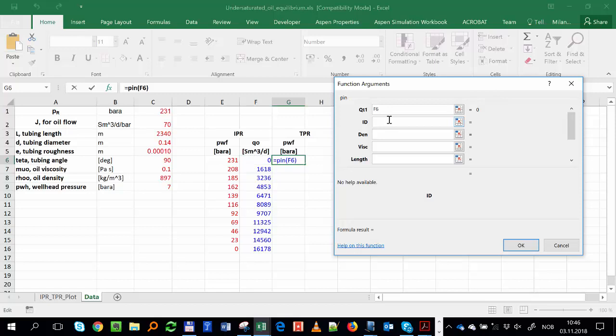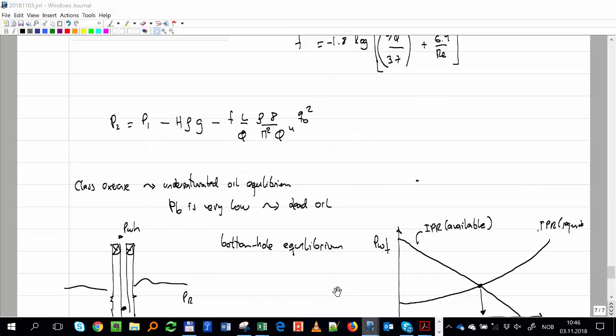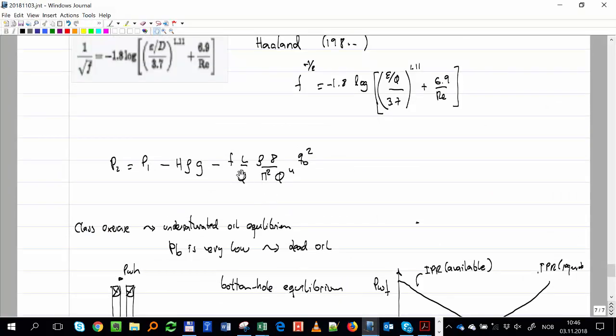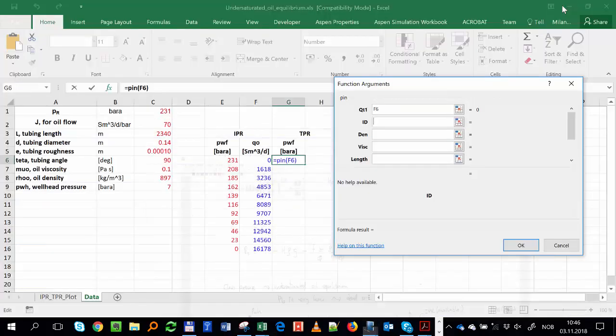ID, that it needs to calculate the Reynolds, okay? And if you see on the friction, you have here also diameter. So the diameter of the tubing is here. I think it's 6-inch tubing. We have to block it. Density of the liquid, it's here. Okay, it's a dead oil, so it doesn't change much along the tubing. I have to block it.